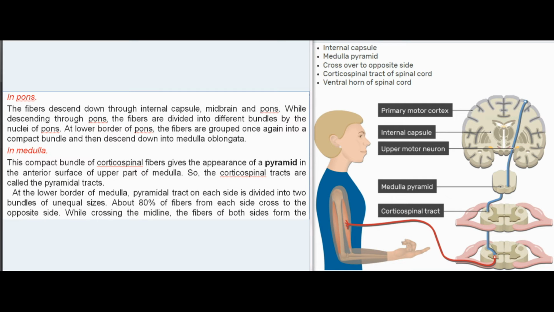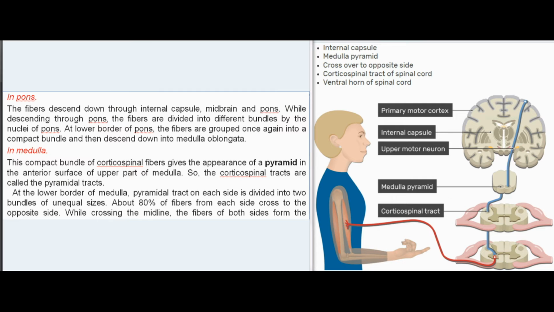In pons, the fibers descend down through internal capsule, midbrain, and pons. While descending through pons, the fibers are divided into different bundles by the nuclei of pons. At lower border of pons, the fibers are grouped once again into a compact bundle and then descend down into medulla oblongata. In medulla, this compact bundle of corticospinal fibers gives the appearance of a pyramid in the anterior surface of upper part of medulla.